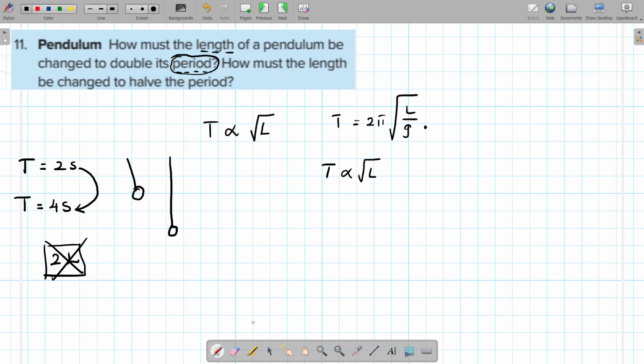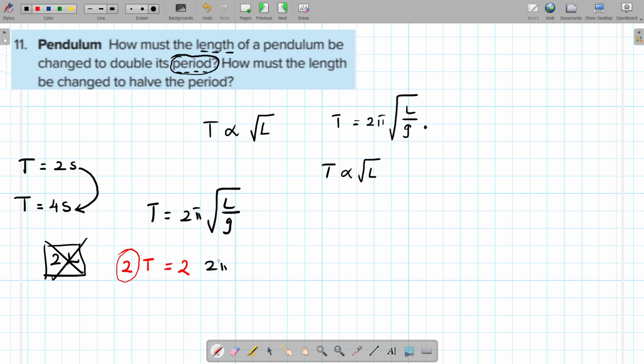Why is it wrong? We can do the calculation and see it. First you write the formula T equals 2 pi square root of L by G. Now I want to double the time period, so put 2T here. If you multiply this side by 2, the other side is also multiplied by 2, 2 times 2 pi square root of L by G.